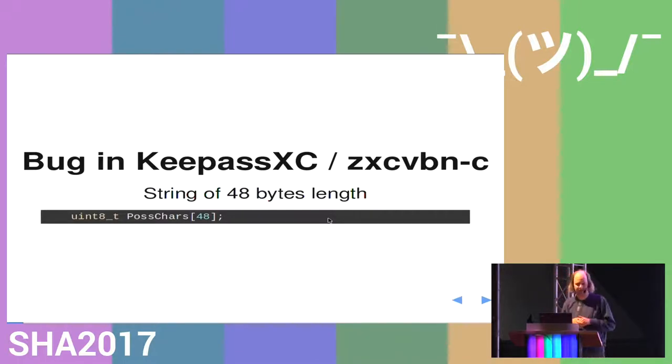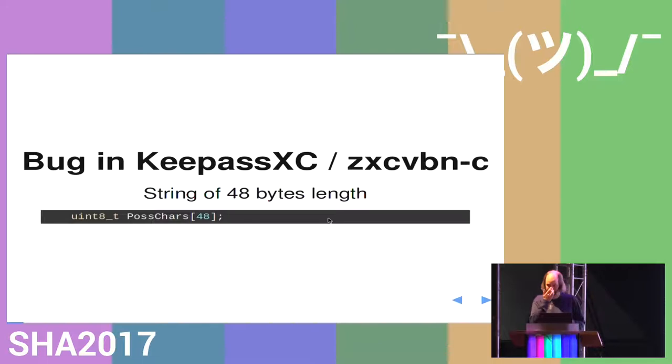This was a bug in KeePass XC, which is the standard free software password manager people use these days. There was a string of 48 bytes, and that was stored in that variable. Does anyone see anything wrong with that? Zero terminator, I heard it, yes. If you have a string in C that's zero terminated, it means it has a zero byte at the end. And this zero byte at the end has to be stored somewhere. So if you have a string of 48 byte length, then your buffer needs to be 49 bytes.